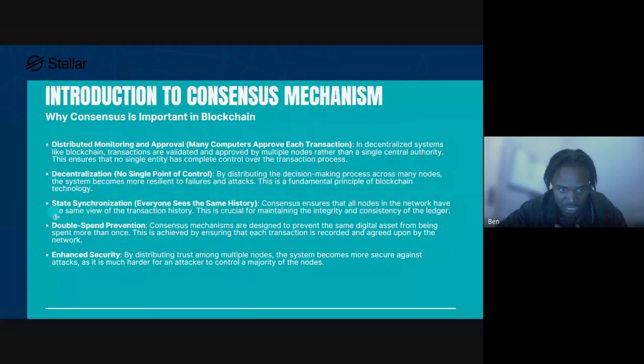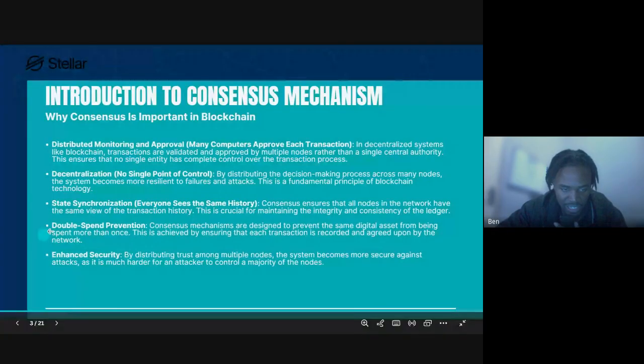And the other reason is state synchronization. So everyone sees the same history. Consensus ensures that all nodes in the network have the same view of transaction history. This is crucial for maintaining the integrity and consistency of the ledger.